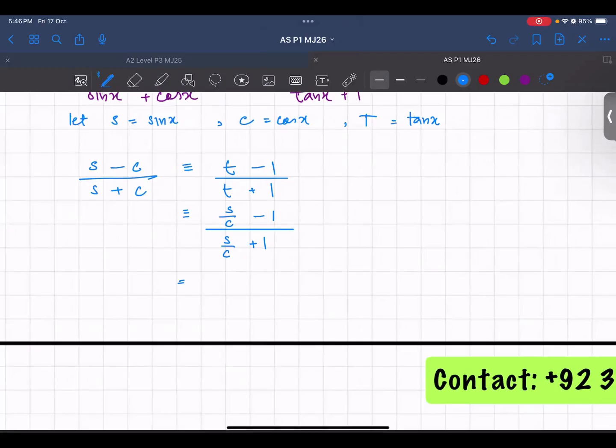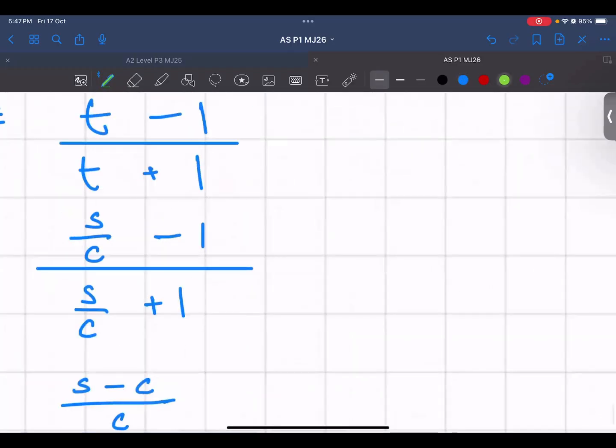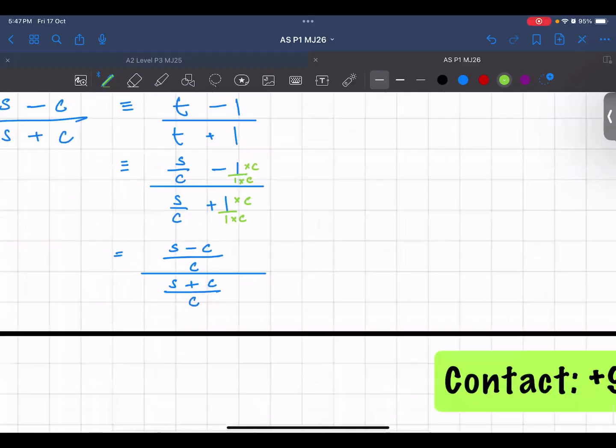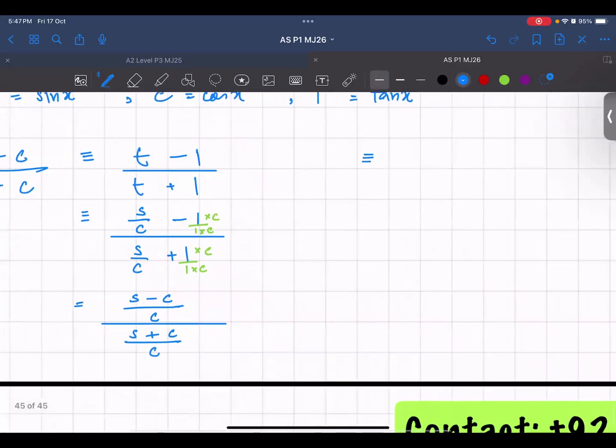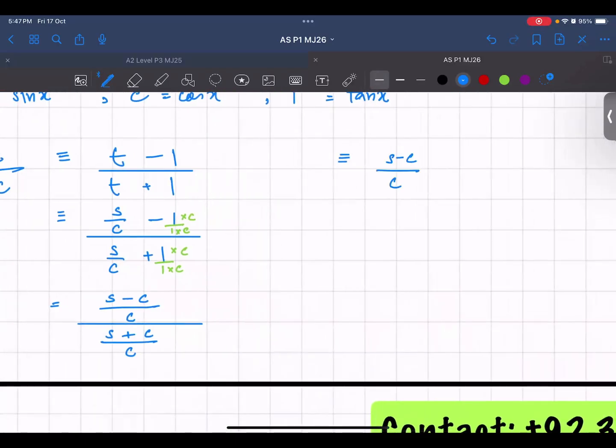Now what can I do? I take the LCM in the numerator completely, and in the denominator as well. So I will get sine minus cos upon cos over sine plus cos upon cos, because you can see there is nothing in the denominator, it is 1. So you multiply this with cos, and this with cos. Over here as well, multiply this with cos, and this with cos. So you get what I've written now. Then what do I have? Look, sine minus cos upon cos was the numerator, divided by sine plus cos upon cos.